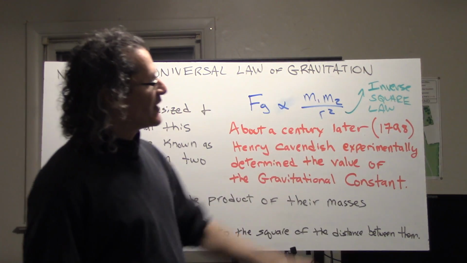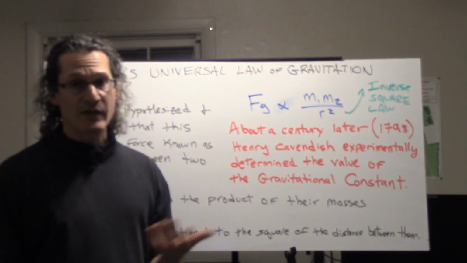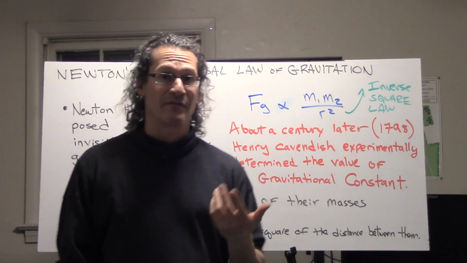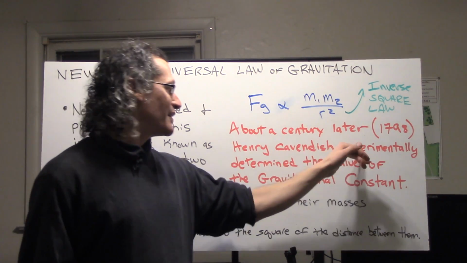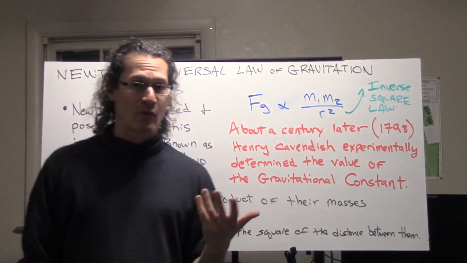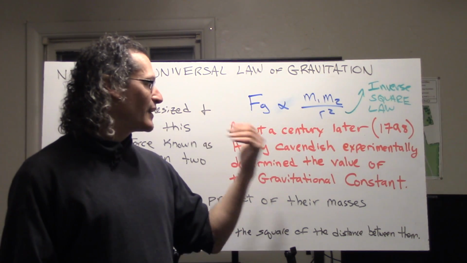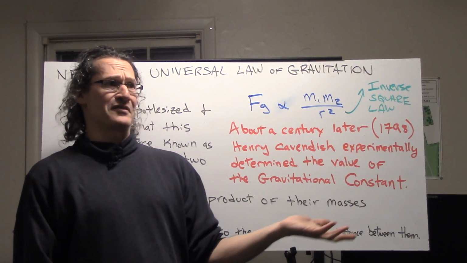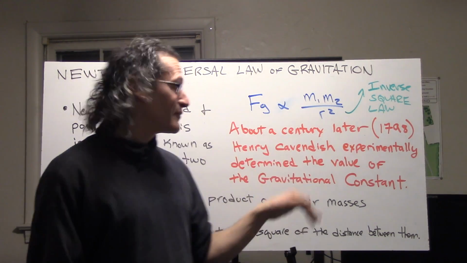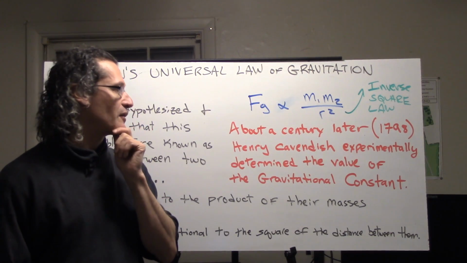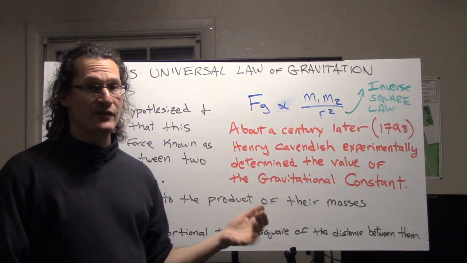So a century later, about 1798, there's another scientist by the name of Henry Cavendish. And he's really important for various reasons. Not only did he experimentally determine this value, this gravitational constant, using what's known as a torsion balance, he's the guy who actually discovered hydrogen. He isolated hydrogen and said, this is it, this is hydrogen. So he's a really prominent scientist in England in the late 1700s, early 1800s. And this is one of the things he did on behalf of physics.